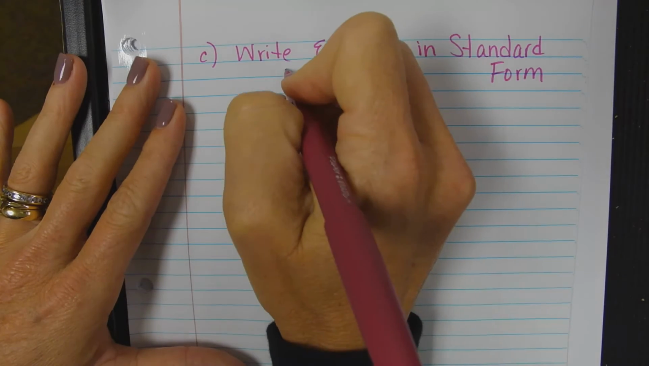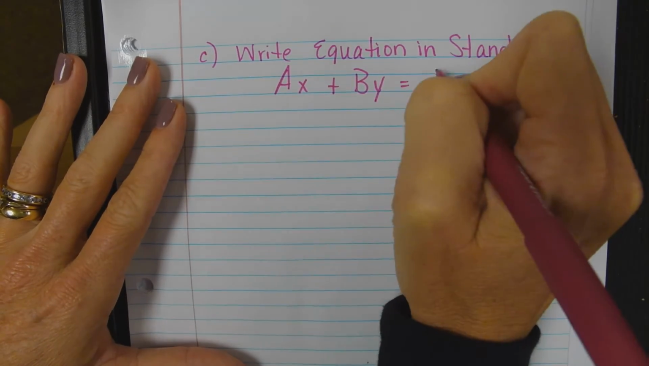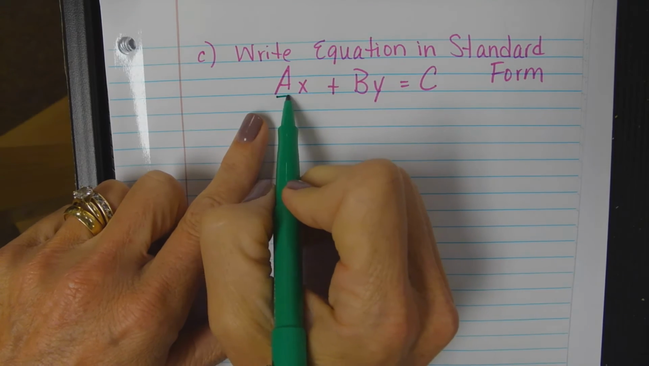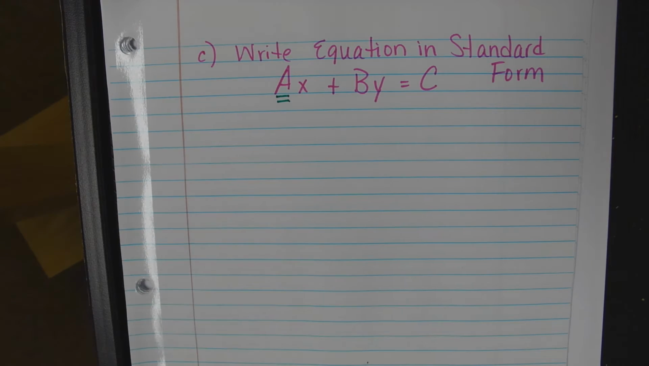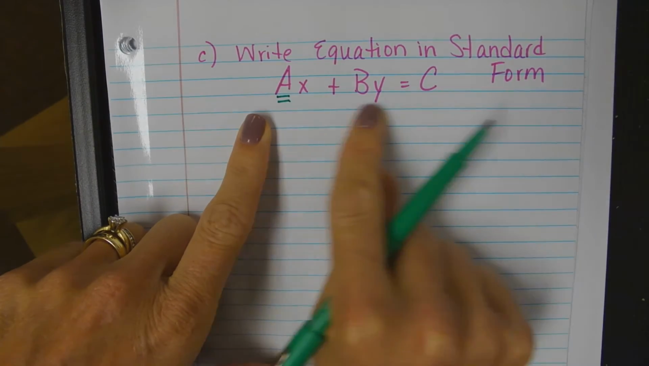Okay, just to review, standard form is Ax plus By equals C. Remember, there's rules about A, right? A can't be negative, right? Can any of the numbers be fractions? No. Okay. A can't be negative. None of these numbers can be fractions.